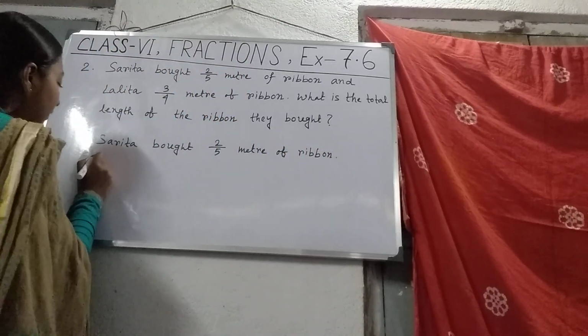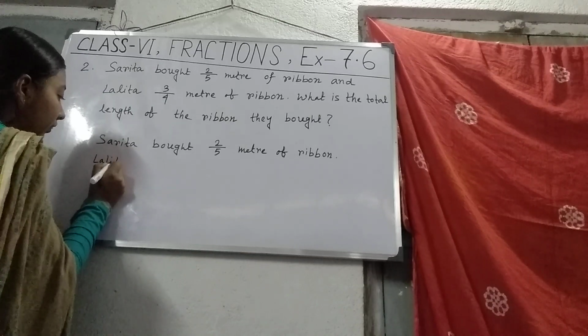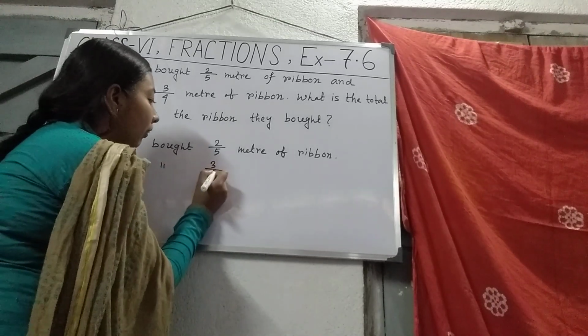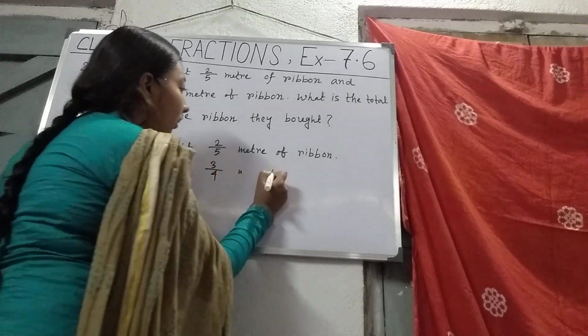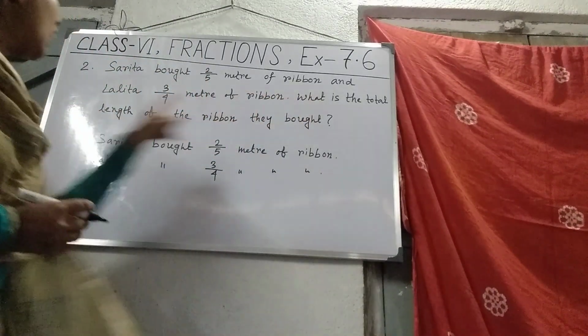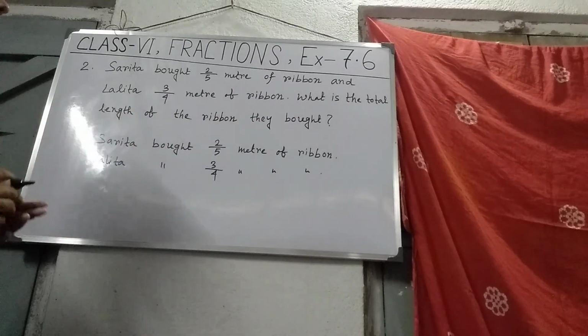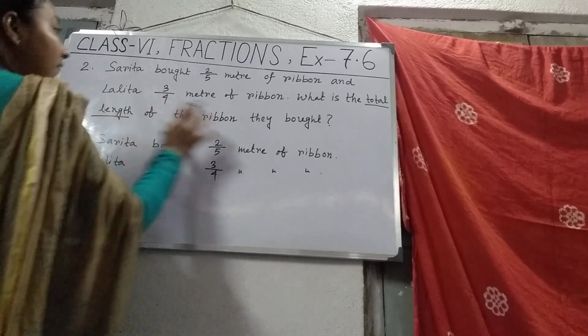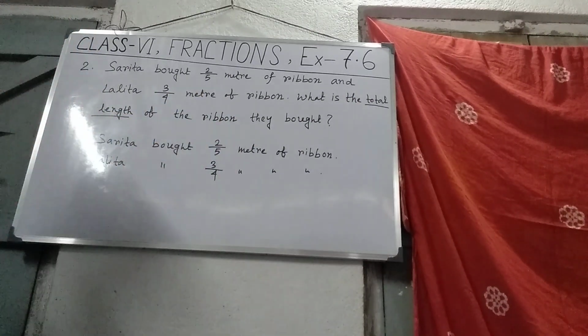And Lolita bought 3 upon 4 meter of ribbon. Now the question is, what is the total length of the ribbon they bought? What is the total length? Total length of the ribbon that they bought. That means we have to add them up.